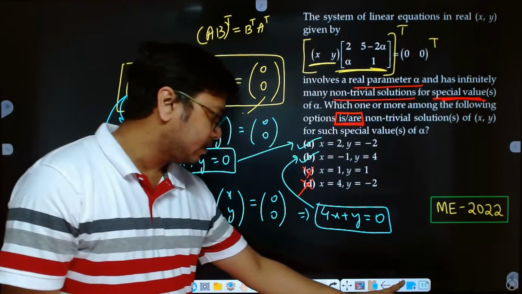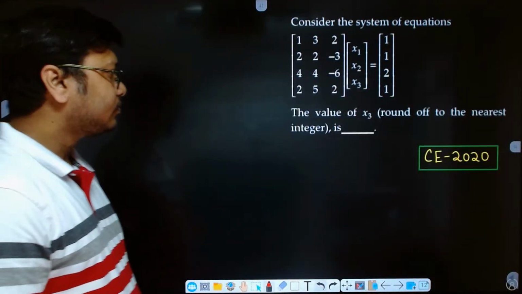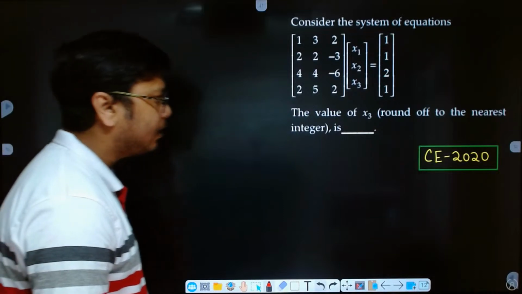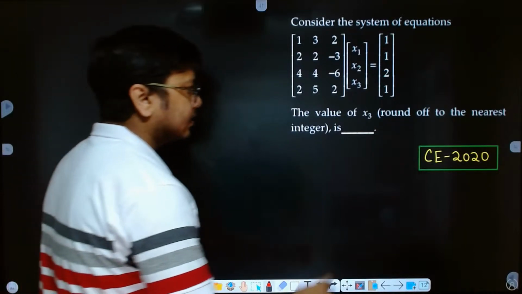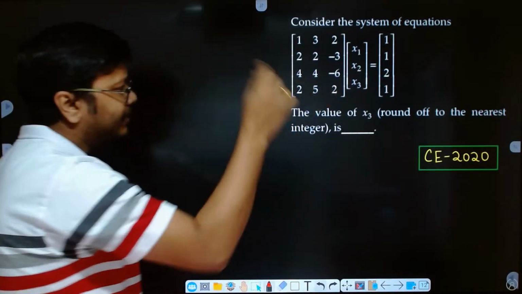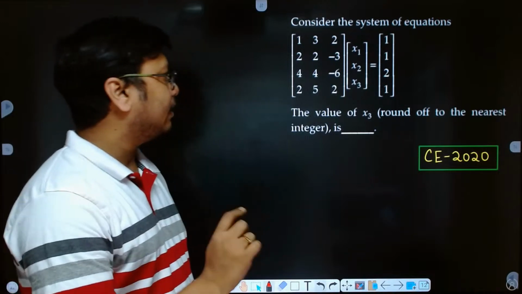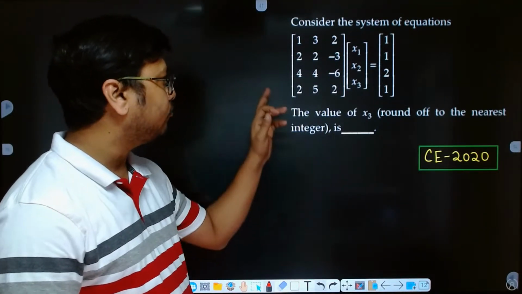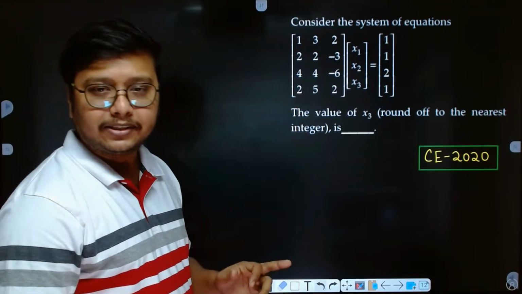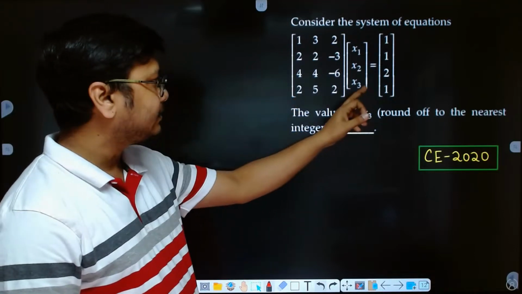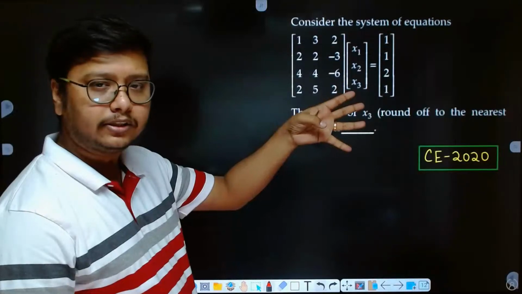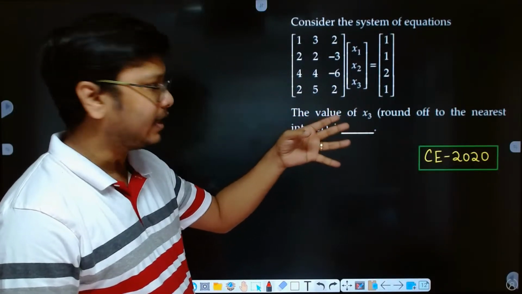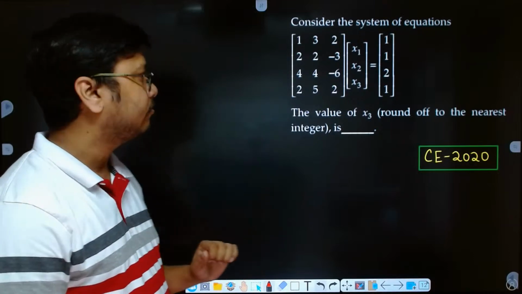Again moving on from here. This question is asking the value of x3 rounded up to the nearest integer. So we have a system of equation. We need the value of x3. Obviously we don't want to solve the 4 equations that we get. If I multiply this, I will be creating 4 equations with 3 variables. So obviously I don't want to solve 4 equations and get one answer. There has to be some faster way.